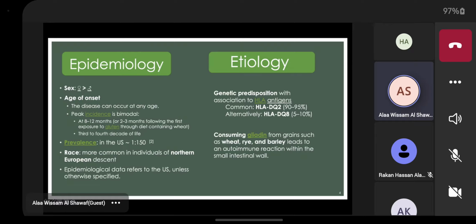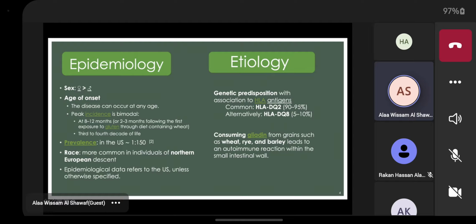For the age onset, the disease can occur at any age, but the peak incidence is bimodal, so we have two peak incidences. The first one is at 8 to 12 months, or 2 to 3 months following the first exposure to gluten through diet containing wheat. The second peak incidence is 3 to 4 decades of life. The prevalence in the US is 1 in 150, and it's more common in individuals of Northern European descent.